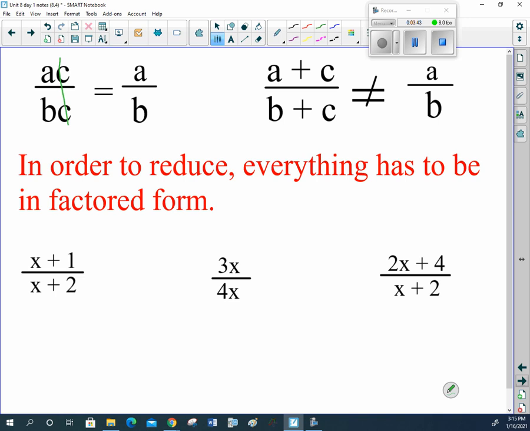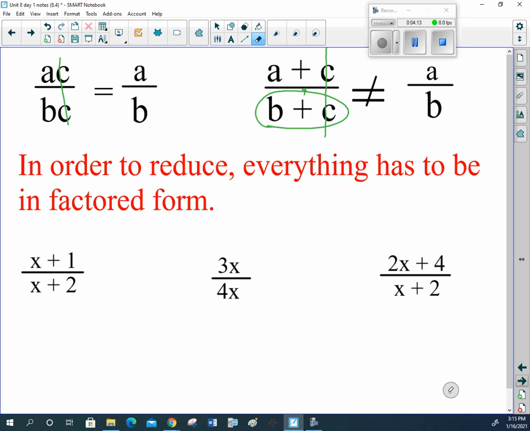That's true. That works. Okay, but it doesn't work over here if you have a plus c divided by b plus c. The tendency is for everybody to cross that out because we do it when we multiply. It looks so tempting to cross it out when we're adding, but that's not true. You won't get a over b. It's not a true statement. You can't reduce like that across an addition sign. Whatever's in the denominator has to be able to divide into the numerator.